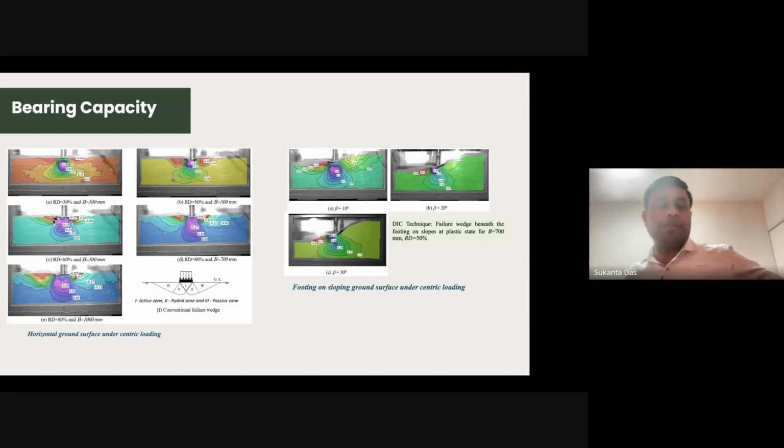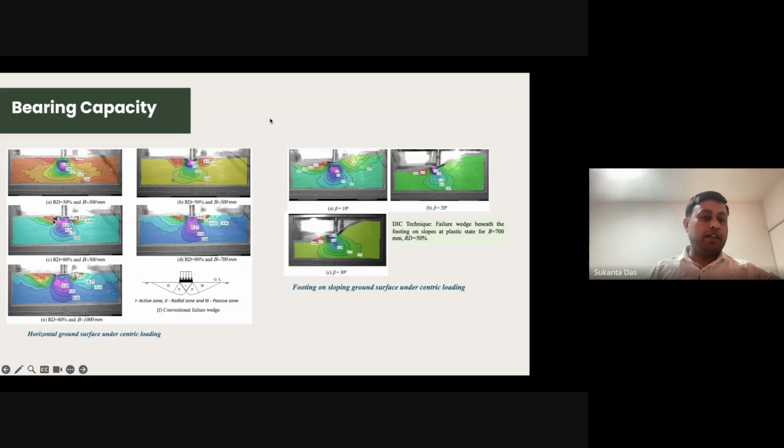So this is the image from the... I'm not going to discuss the load-settlement curve, because that is very conventional, and you all know that it is obviously going to reduce when your slope angle increases. Rather, I will focus on some of the failure mechanisms.